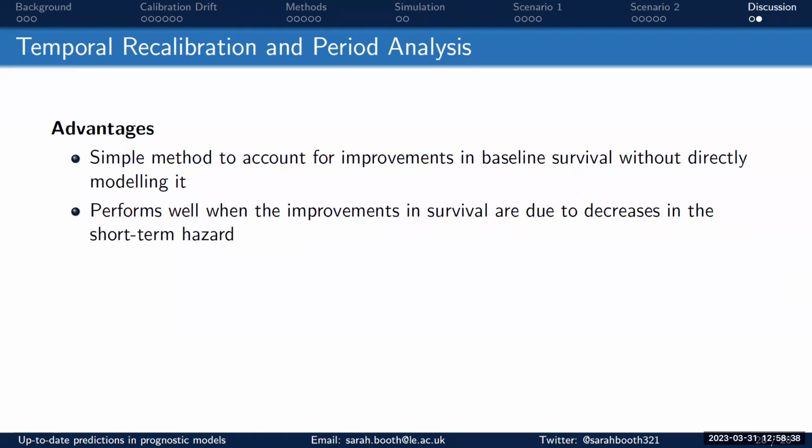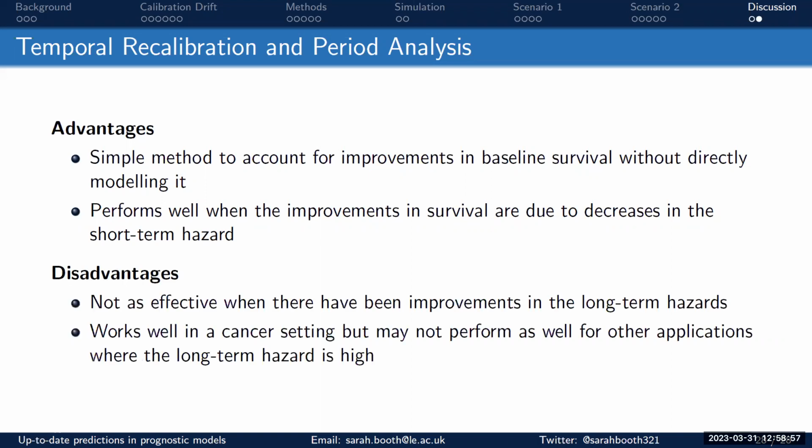Then with temporal recalibration and period analysis, in some ways these are simpler methods because you can account for improvements in baseline survival directly, but without actually modelling it. And it seems to perform well when the improvements in survival are due to decreases in the short-term hazard, which is what we tend to see with cancer data. The disadvantage is it doesn't seem to be as effective when there's been improvements in the long-term hazard.